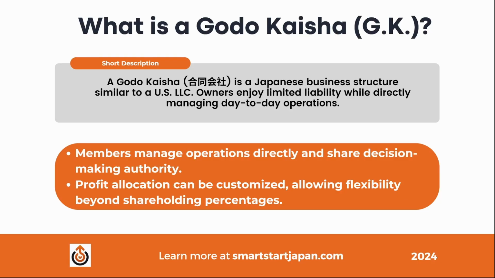One of the standout features of a GK is that its members, who are also owners, manage operations directly and share decision-making authority. This creates a streamlined structure that is ideal for small teams or businesses where quick decisions are critical. Another key benefit is flexibility in profit allocations. Unlike traditional structures tied to shareholding percentages, a GK allows members to customize how profits are distributed, making it highly adaptable to unique business needs. If you're looking for cost-effective, flexible, and hands-on ways to enter the Japanese market, and you don't need to raise additional capital through stocks, then GK would be a good fit for your business.